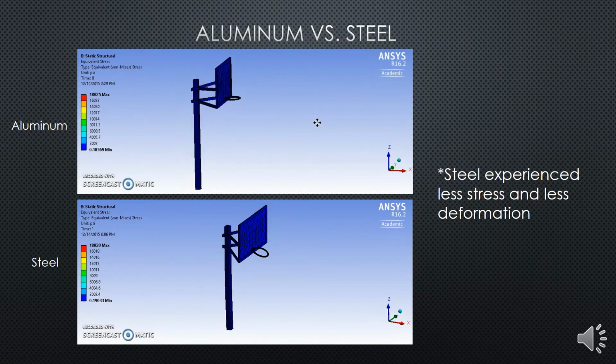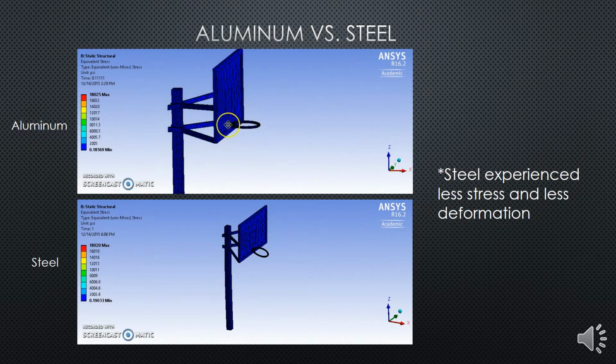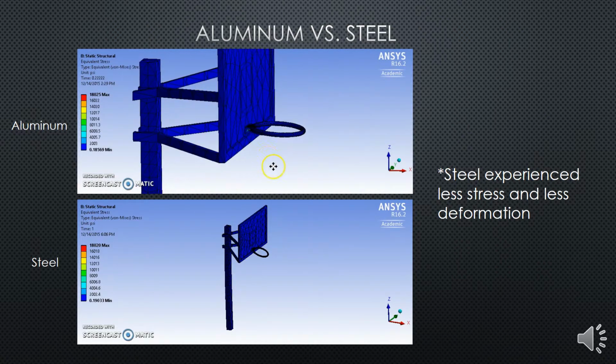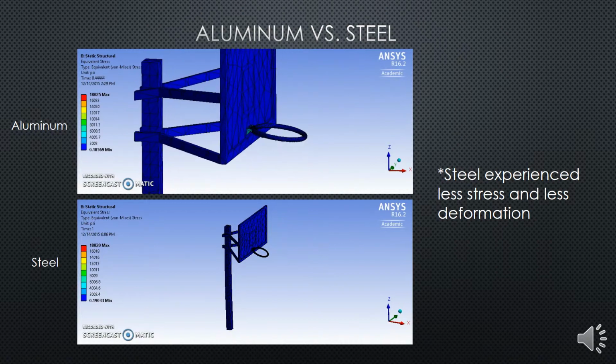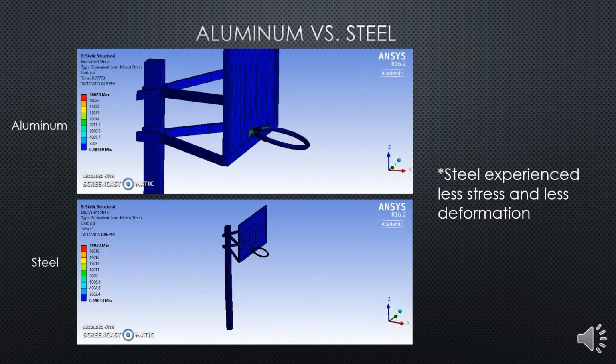Here we are comparing aluminum versus steel on the rim material. They are both applied with the same force of the 250 pounds, and we wanted to show the different stress that happened between them. There actually was not much change.